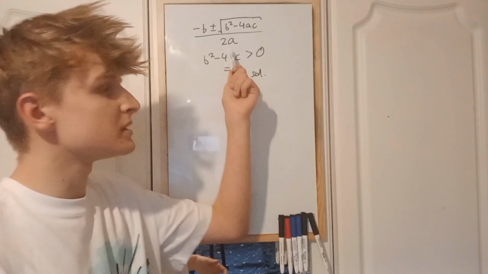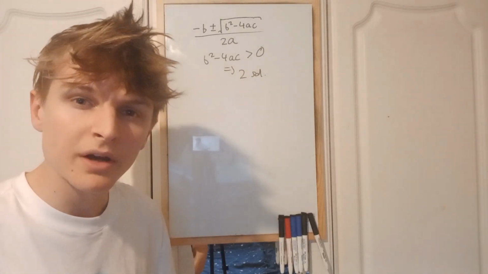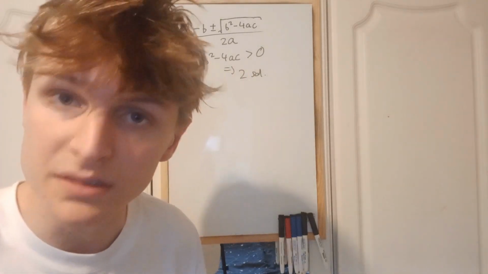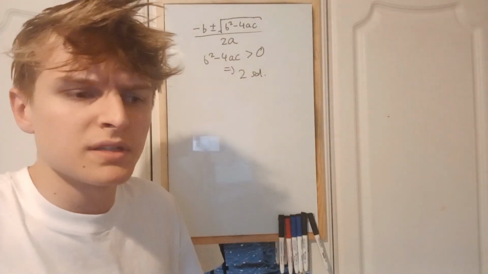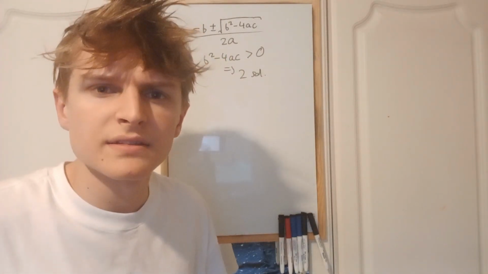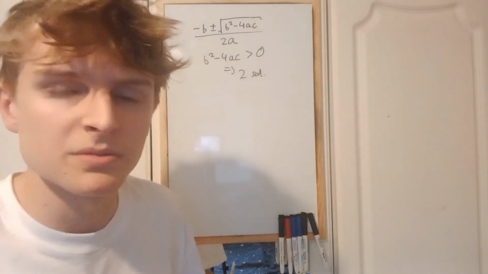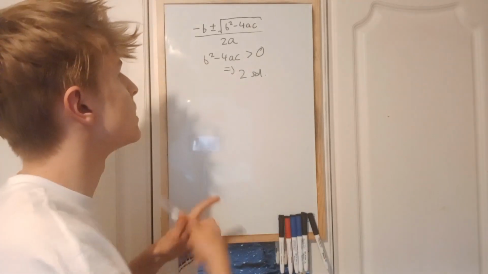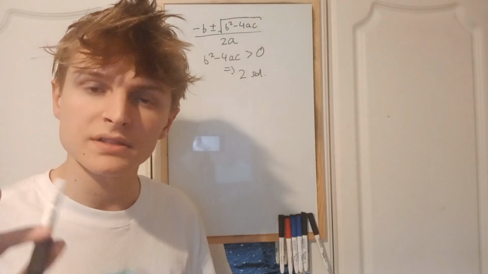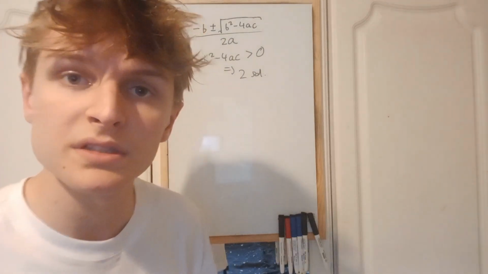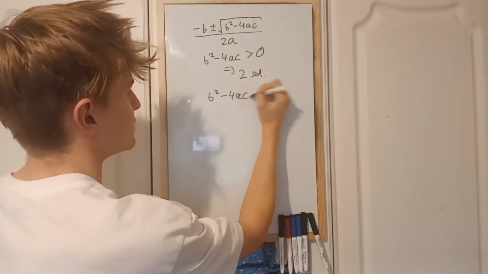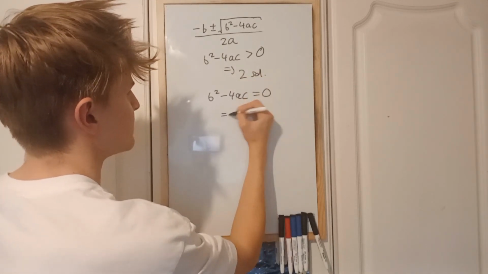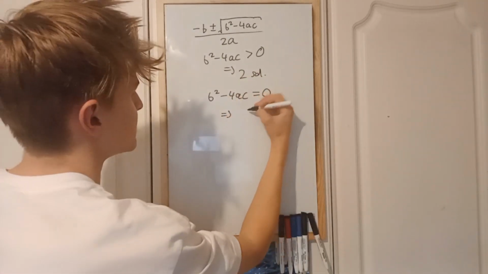Now, what about the special case where b squared minus 4ac is exactly equal to 0? Well, when we take the square root of 0, we're not going to get a plus or minus 0, it's just 0. So you'll only get one exact solution when b squared minus 4ac is equal to 0, because the square root of 0 is just 0. So if this exactly equals 0, we'll get one solution.